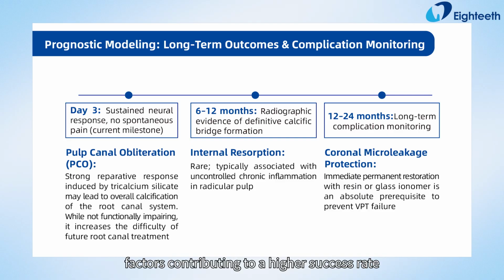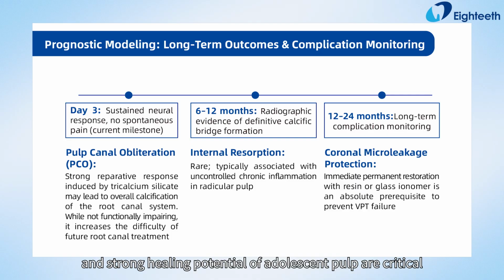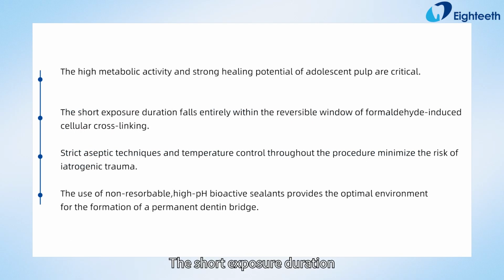In such cases, factors contributing to a higher success rate include the patient's age. The high metabolic activity and strong healing potential of adolescent pulp are critical. The short exposure duration falls entirely within the reversible window of formaldehyde-induced cellular cross-linking. Strict aseptic techniques and temperature control throughout the procedure minimize the risk of iatrogenic trauma. The use of non-resorbable, high-pH bioactive sealants provides the optimal environment for the formation of a permanent dentin bridge.